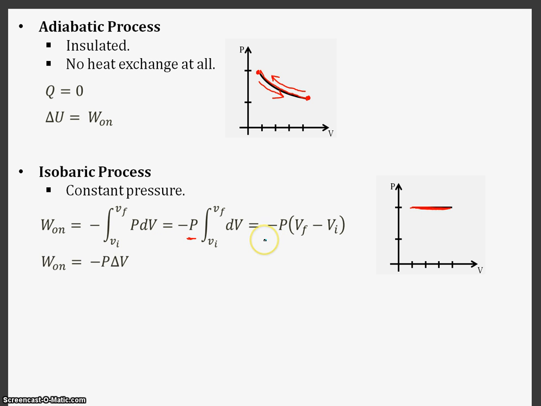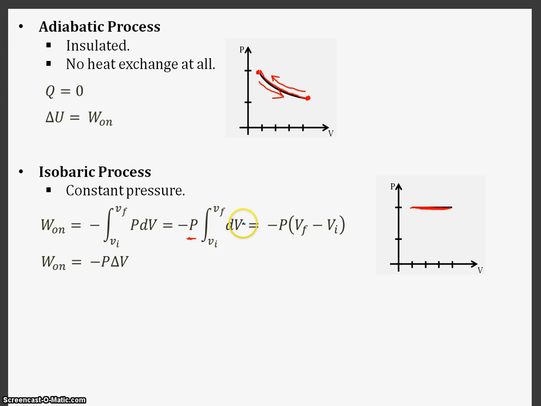So the work on the gas in an isobaric process is negative P delta V. Again, if delta V is positive, then it's positive work done by the gas and negative work on the gas. All right, and if delta V is negative, if it's a compression, then the work done on the gas will be positive.